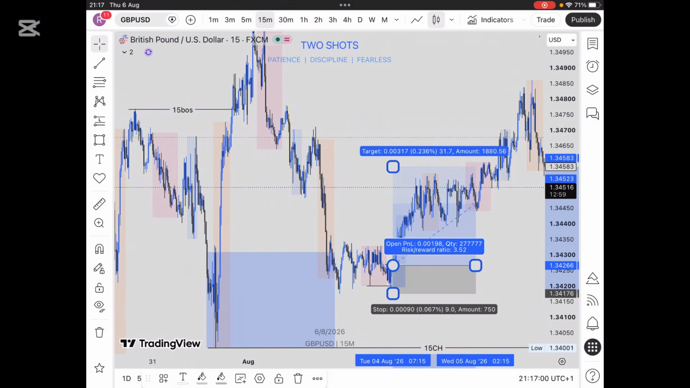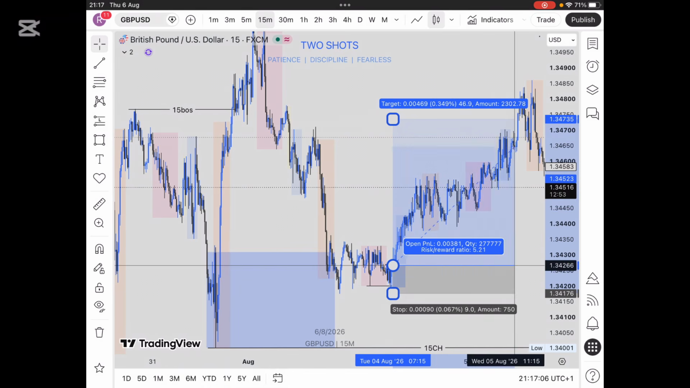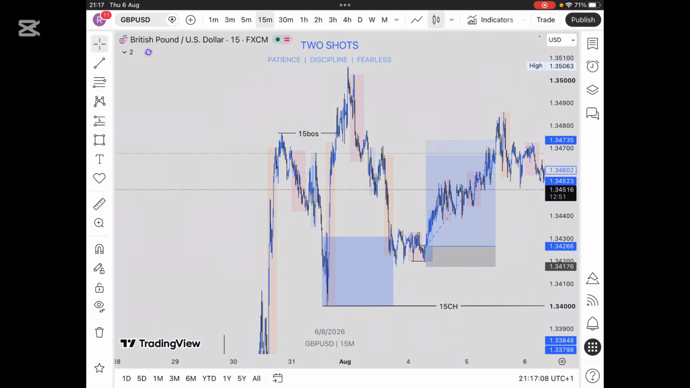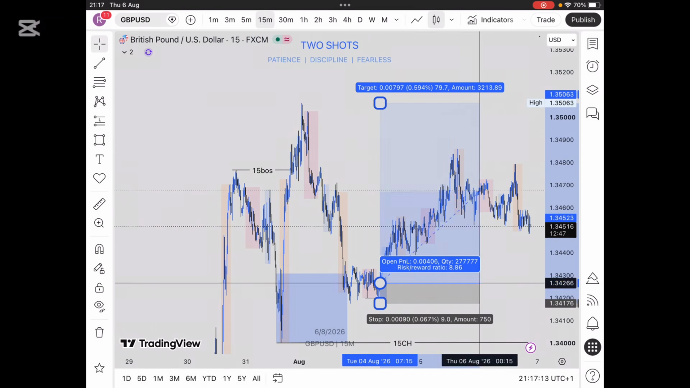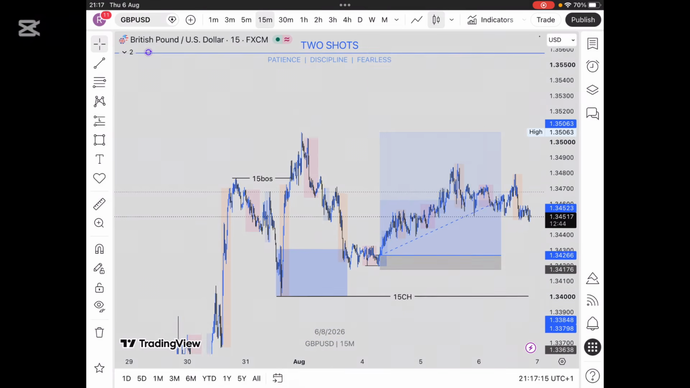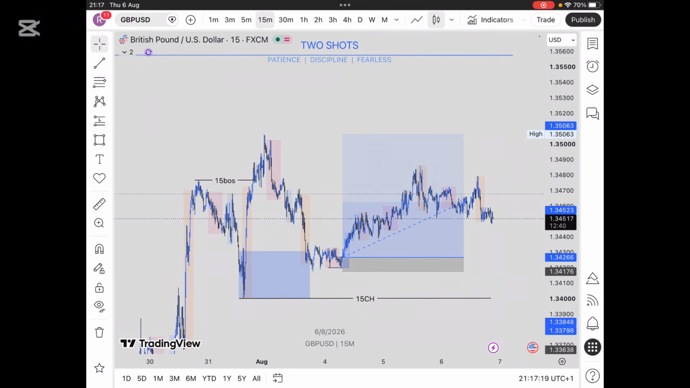So our first TP would have been 1:2 right here. We would have taken profits, and then 1:5. Our 1:5 profit would have also hit, and then if we had targeted this high, maybe we would not have gotten to that high yet. So this is where we are in the market right now.